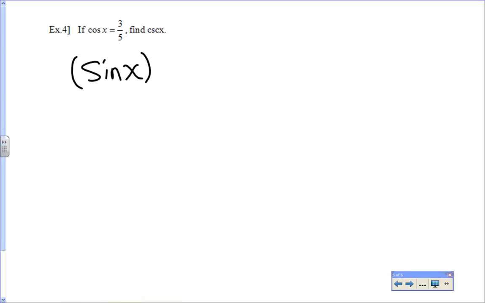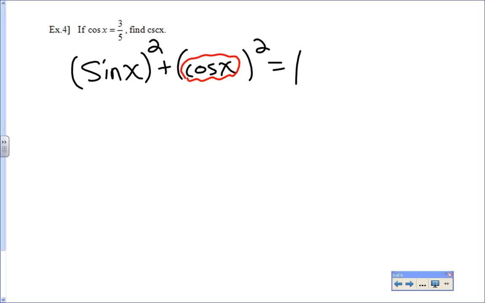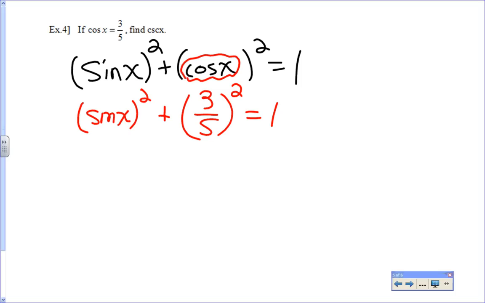Is it okay if I just jump right to this representation? Is everybody okay with that? I really do like seeing it this way better. So if we have this, let's just substitute in what I know. I know cosine. So this right here can be replaced by what? 3/5 is correct. So that's going to get replaced with 3/5 squared. And here's sine of x.